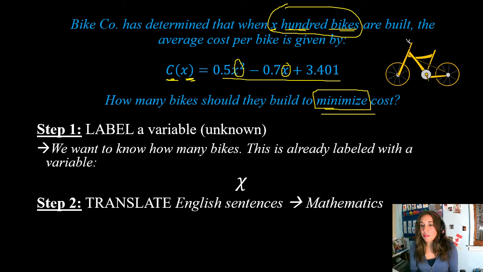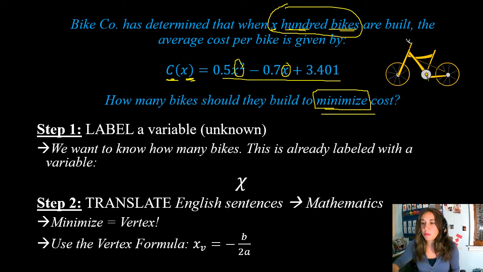And then when we translate it from English sentences to mathematics in our second step, like I said, this is actually a really nice step because we already have a formula. They want to know how many bikes should they build to minimize cost. In these word problems, you will either see the word minimum, minimize, or maximum, maximize, which is going to tell you I just need to use the vertex formula. And since they're asking us for the x-coordinate of the vertex, we're going to use this formula right here because we know the x-coordinate of the vertex is negative b over 2a. And now it's just a matter of plugging in b and a. So we'll do that in our next solving step.